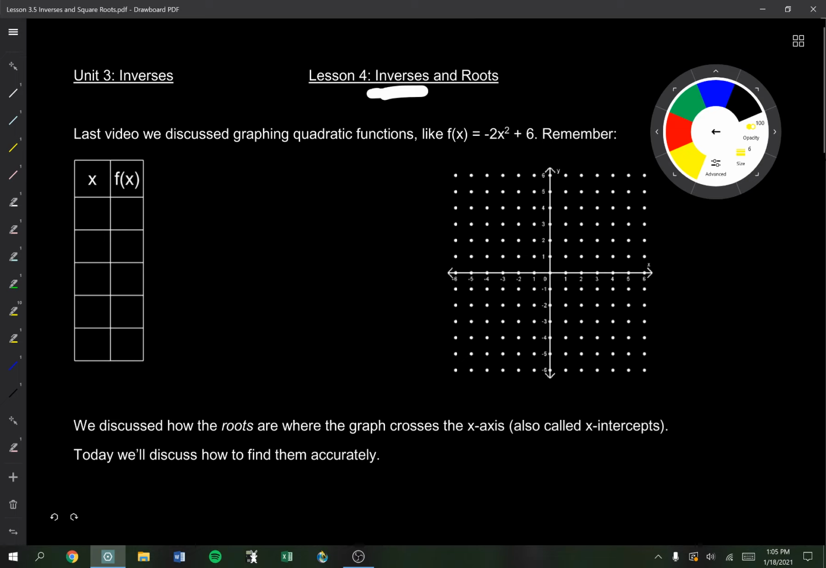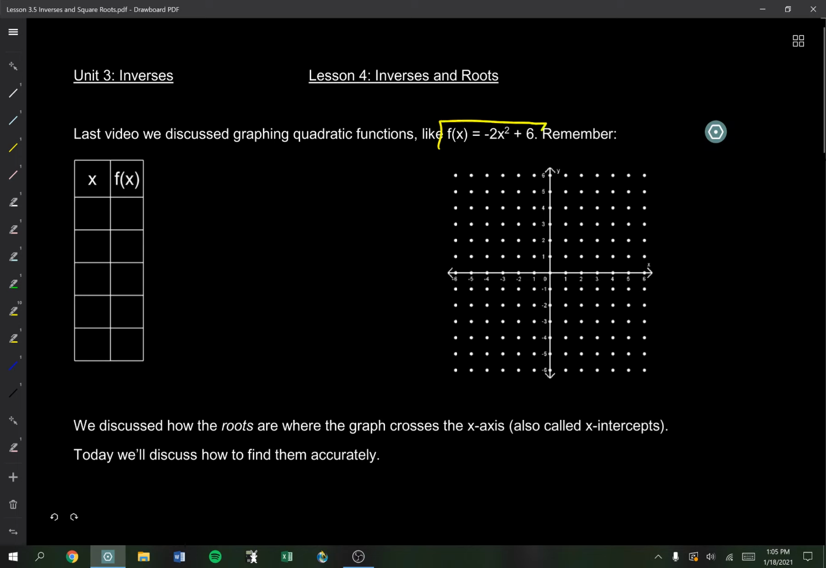Let's learn some math. Remember last video we discussed graphing quadratics for the first time. Something like f of x equals negative 2x squared plus 6. It's a function. We said we'd always put 0 in the middle and count up and down to negative 1 and negative 2. We'd plug in 0 first because it's easy.